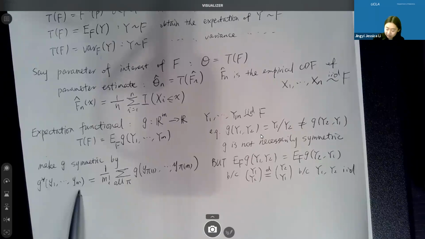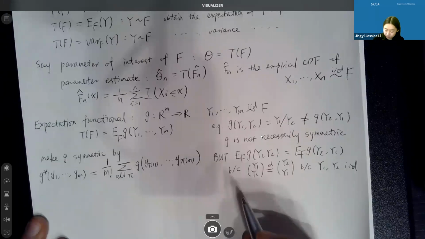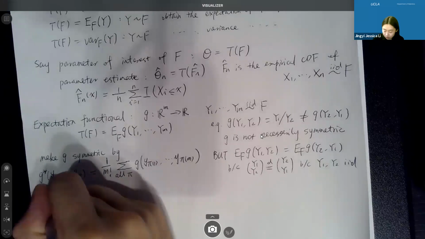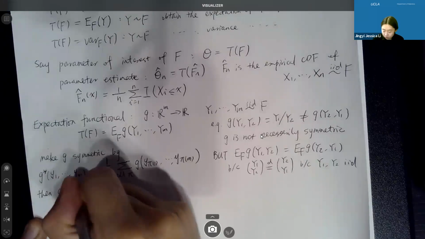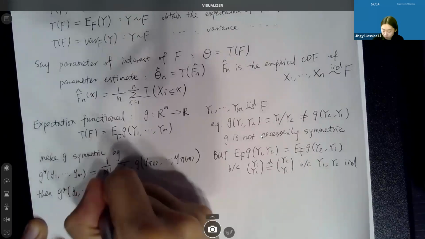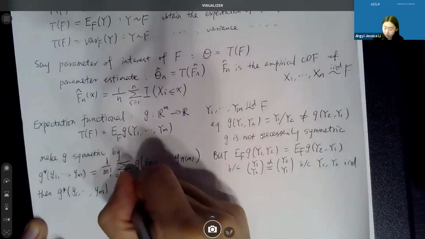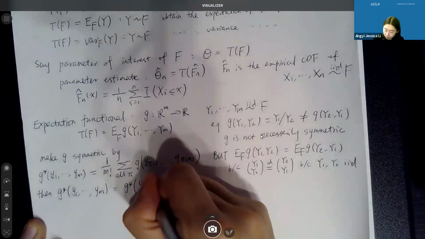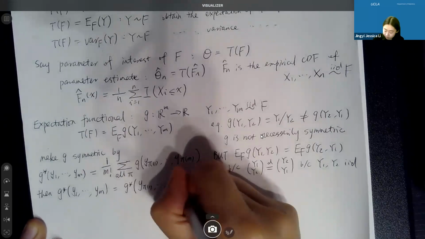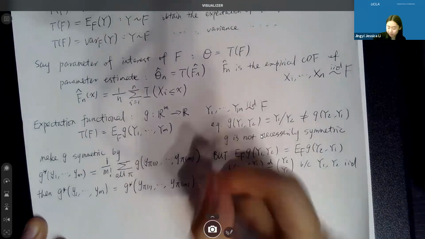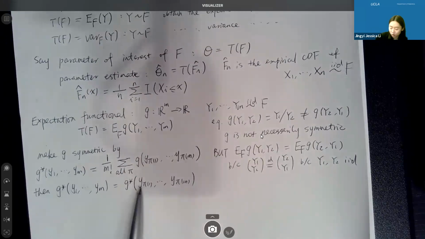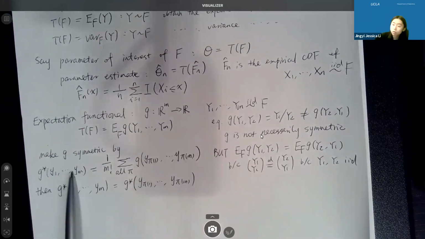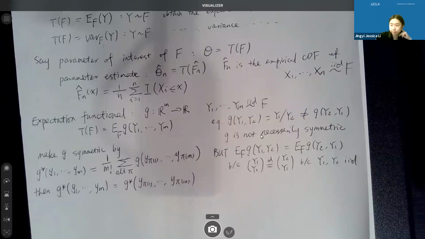So you can easily see that by the definition, G star Y1 to Ym would be equal to G star of any permutation pi, Y pi 1 to Y pi M. It's because if you put Y pi 1 to Y pi M into the definition, the right-hand side will stay the same. Okay, so why does this matter?